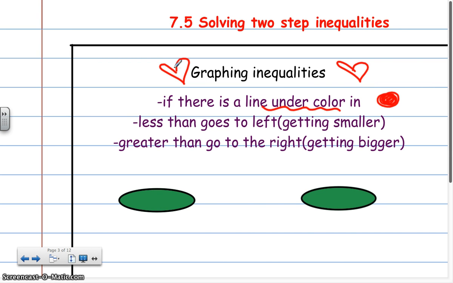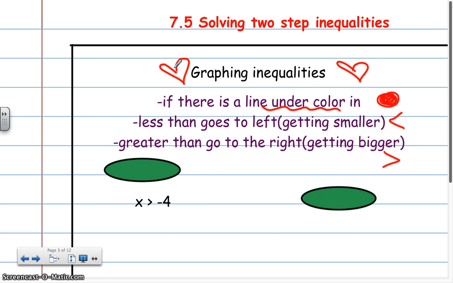If it's less than, it goes to the left. Less than looks like that. The point is facing to the left. So if it's less than, it's going smaller, more negative. And if it's greater than, that's the open mouth first. If it's bigger than, it's going to the right. We're going to just do a reminder on how we graph things, because we need to be confident with that today.